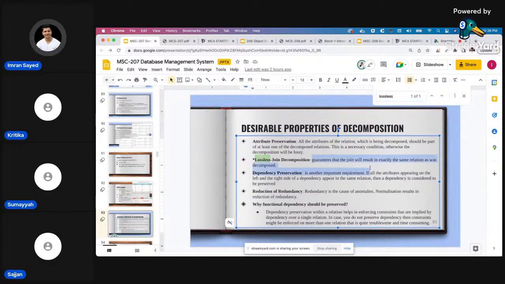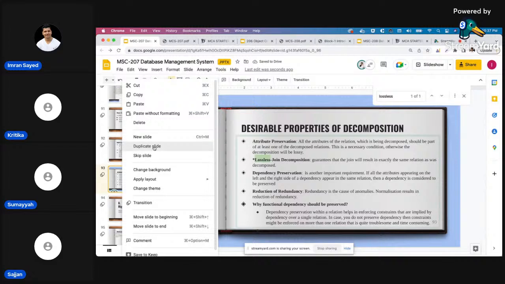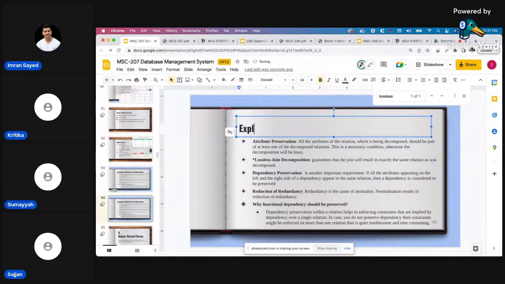So guarantees that join will result in exactly the same relation as it was decomposed. I don't have an example. Maya, would you be able to create a new slide here and put that as an example? Yes, and mark that as a title. So I'll create a slide here, and I'll put, like, explain lossless join with example.